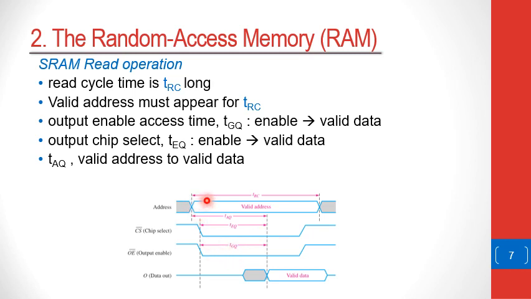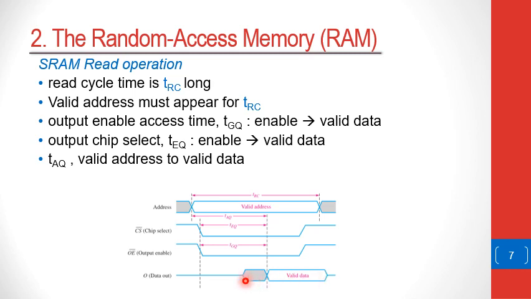So once the bus has been put on the address, what then happens is that the chip select will be held low to enable the chip, and then the output enable will also be held low. And once that happens, after some time, valid data will begin to appear on the data output, that is the output on the data bus.